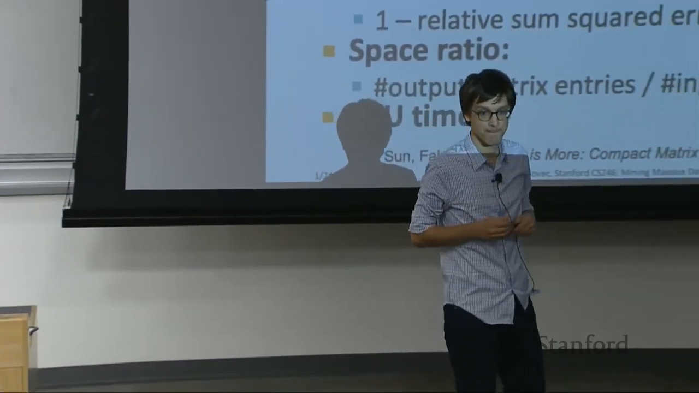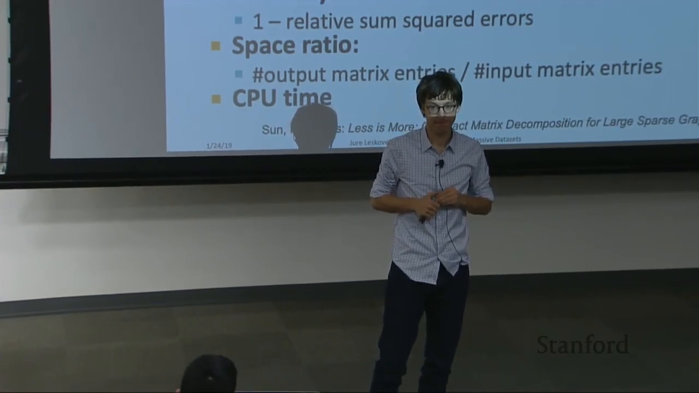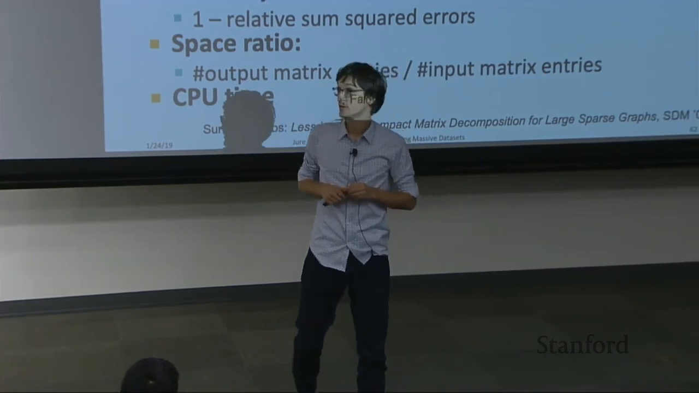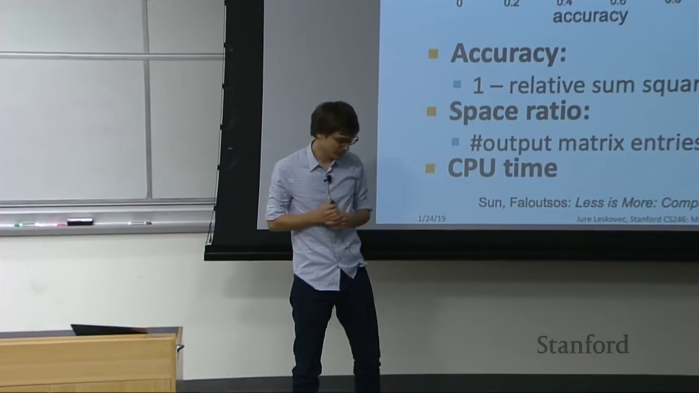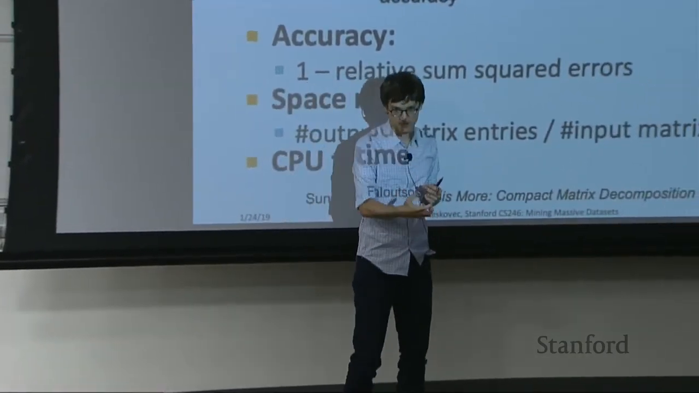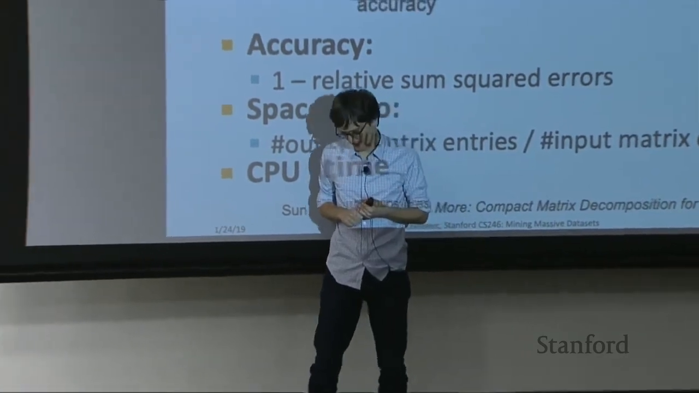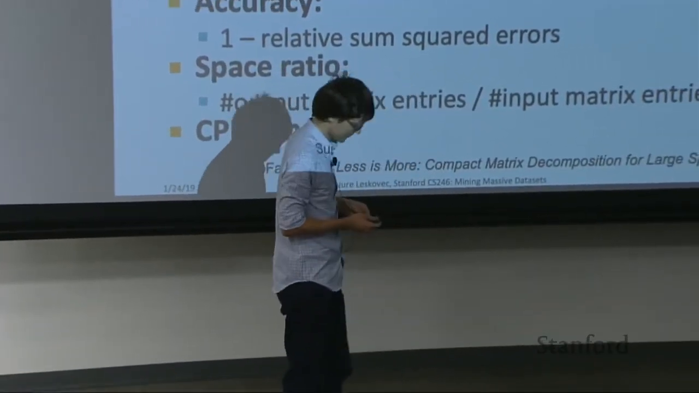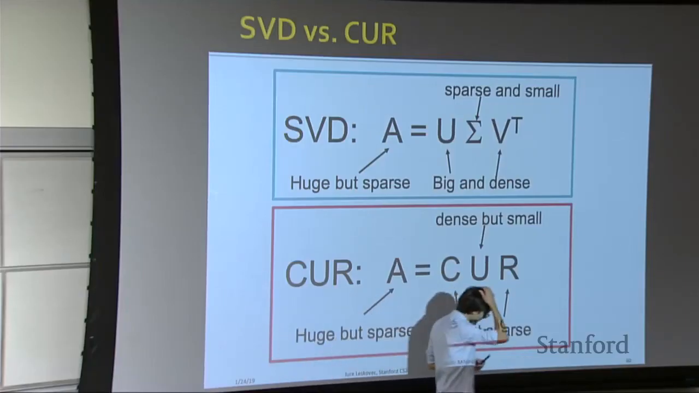Yes? Suppose we have a k-length approximation, can we take the SVD and then approximate it with CUR and get good accuracy? So you are saying, let me take the data, let me compute SVD, but now that I have SVD, let me do a CUR decomposition of it. It's a good question, but here's why this is not a good idea, okay?